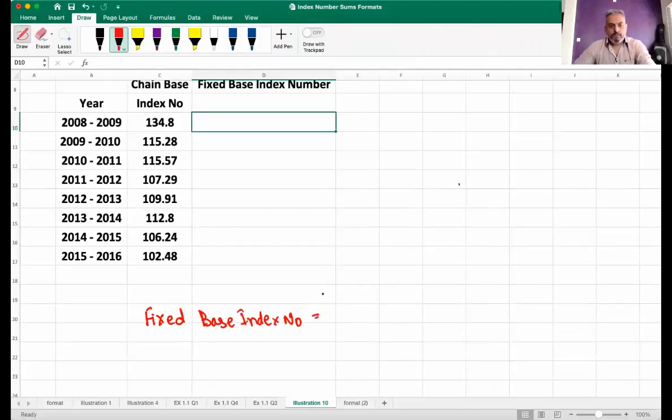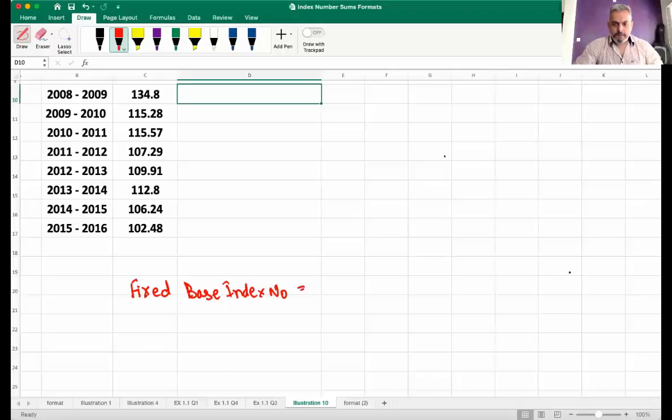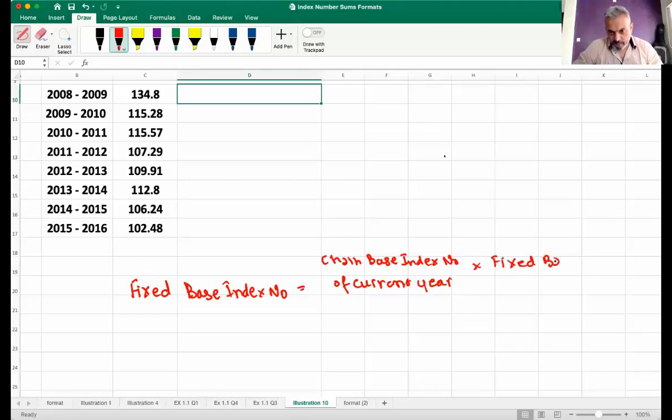Fixed base index number is equal to chain base index number of current year into fixed base index number of previous year, whole upon 100.